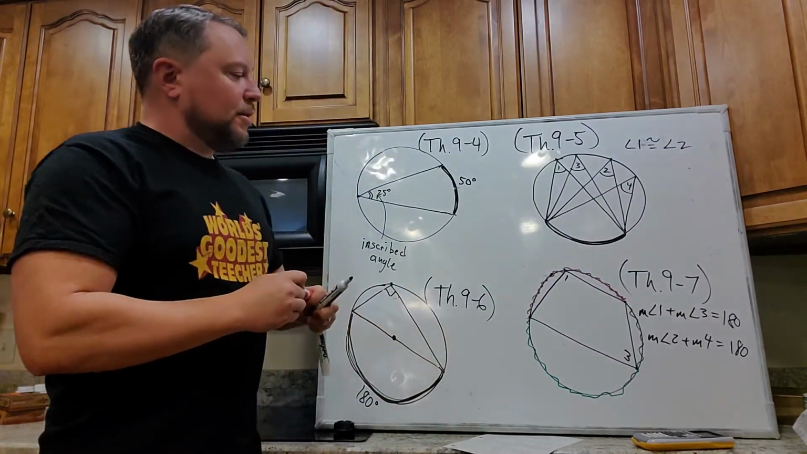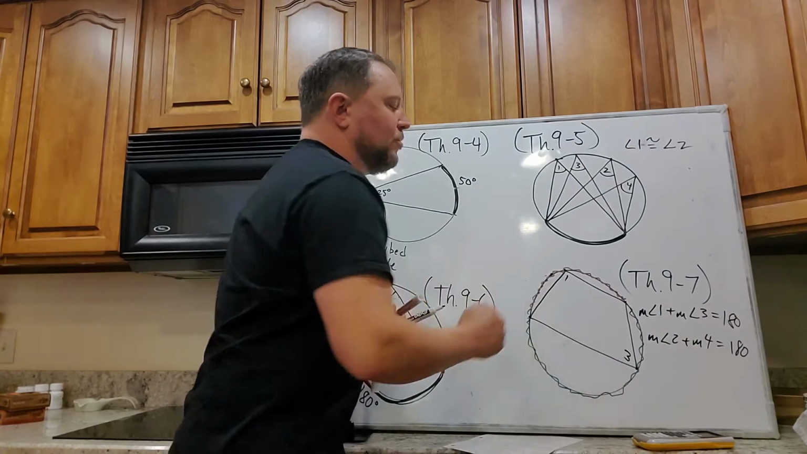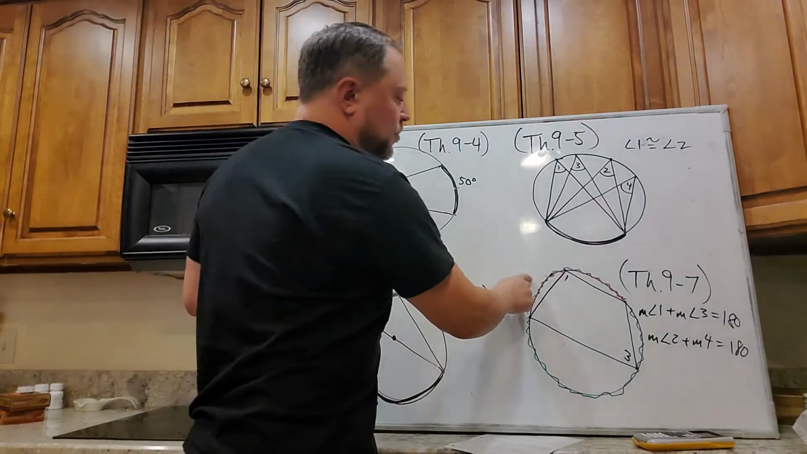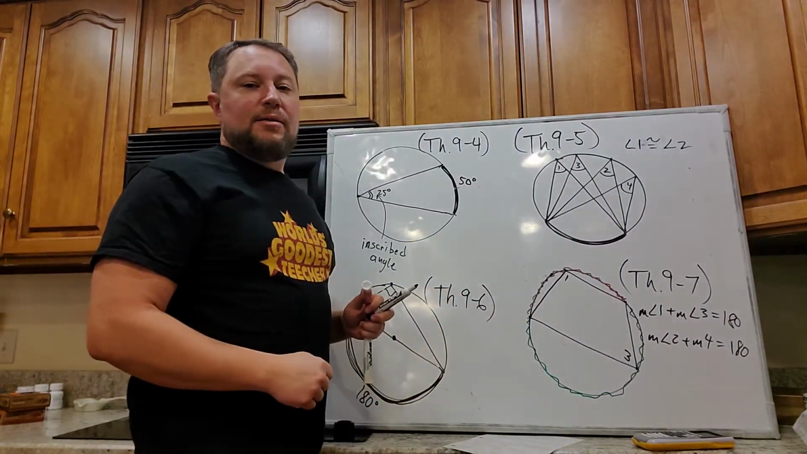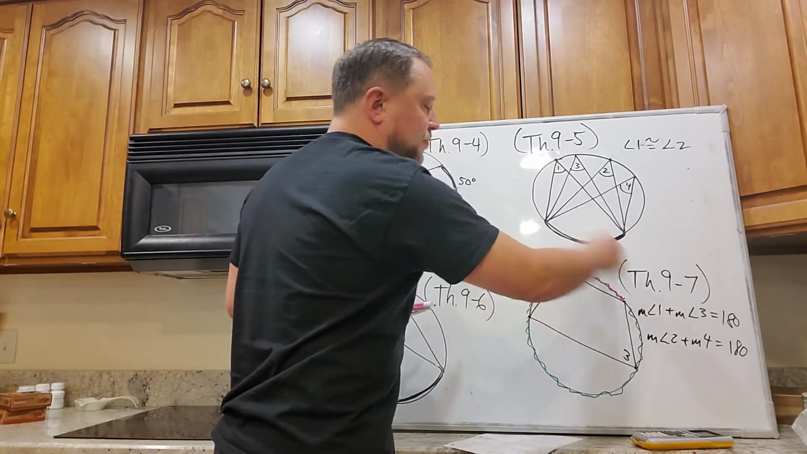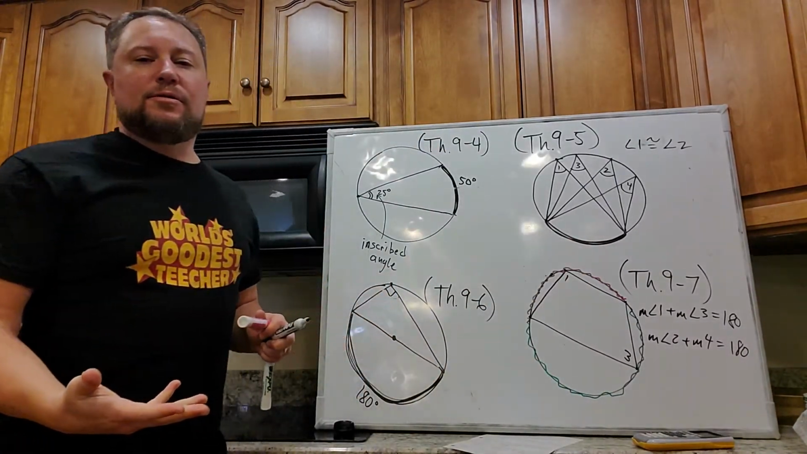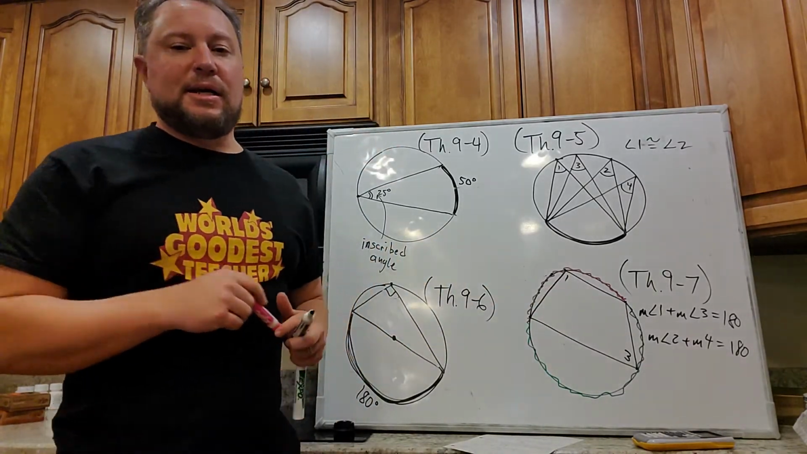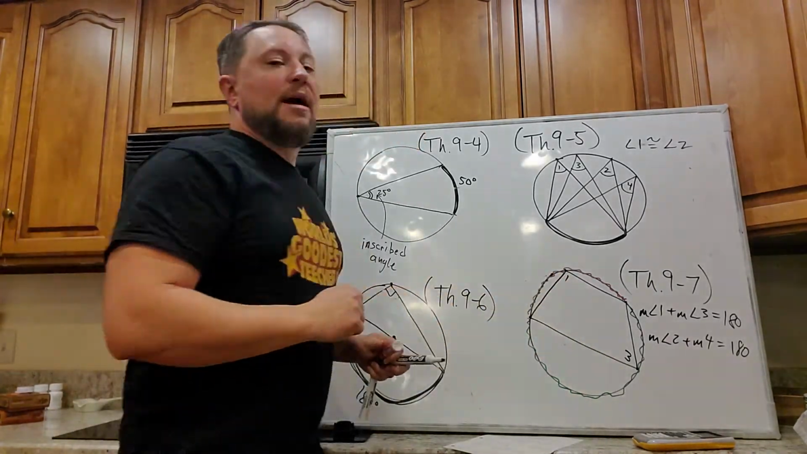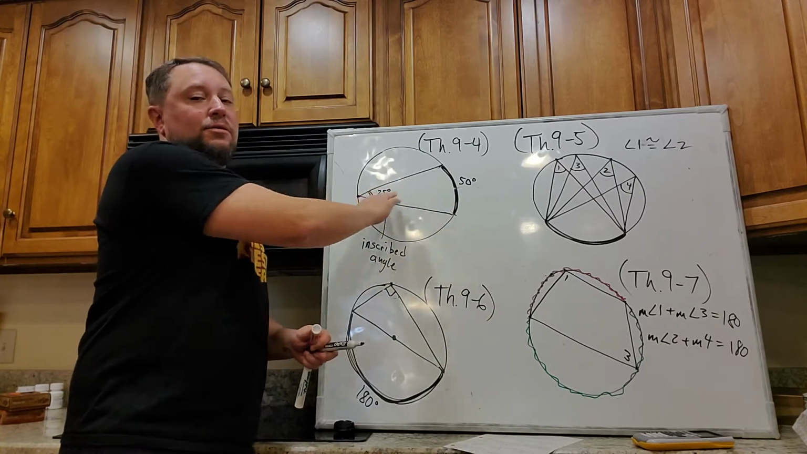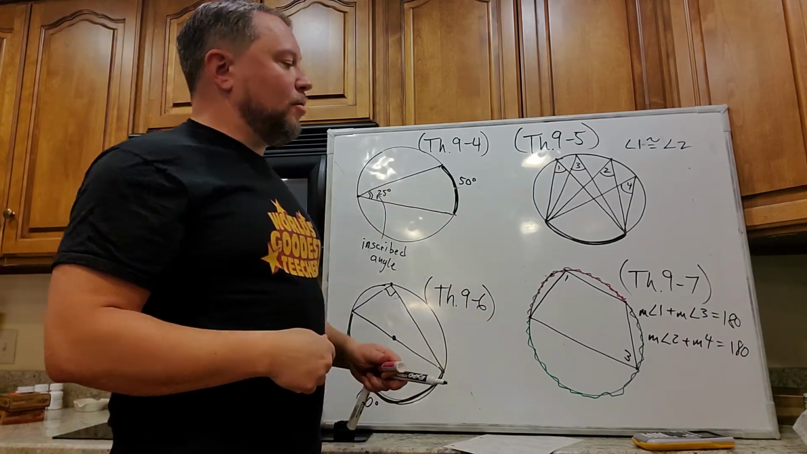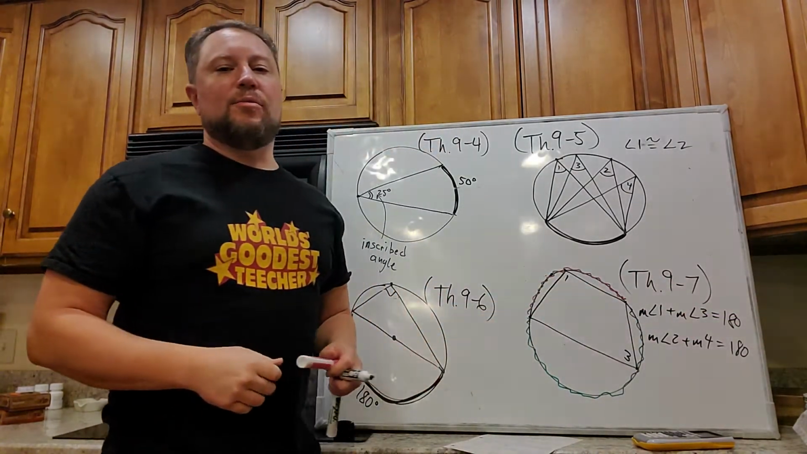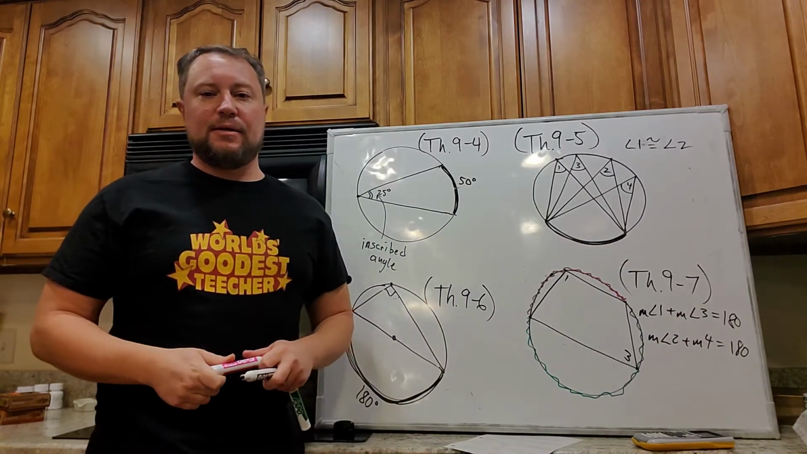And notice the pink arc I just made there for angle 3, that when you put the pink together with the green, together they make a full circle. And we know a full circle is 360 degrees. So if the arcs are going to add up to 360, the angles that were only half of their arcs are going to only add up to 180, because 180 is half of 360.